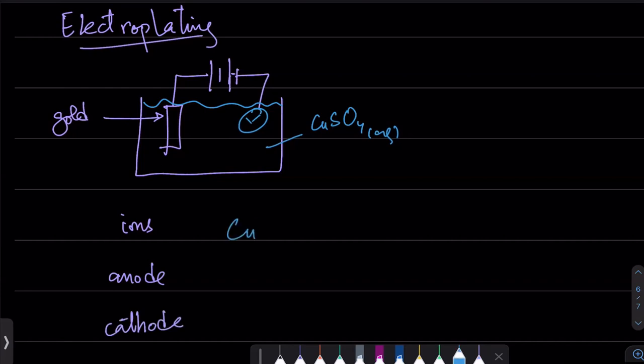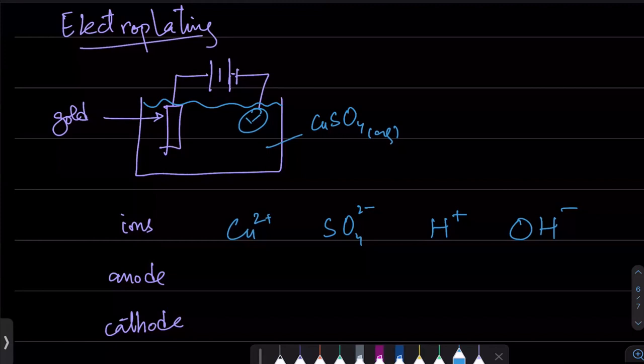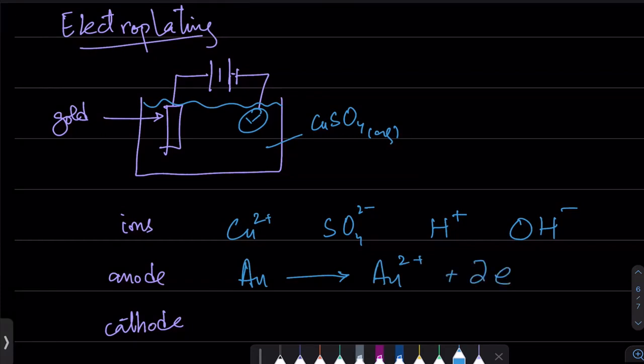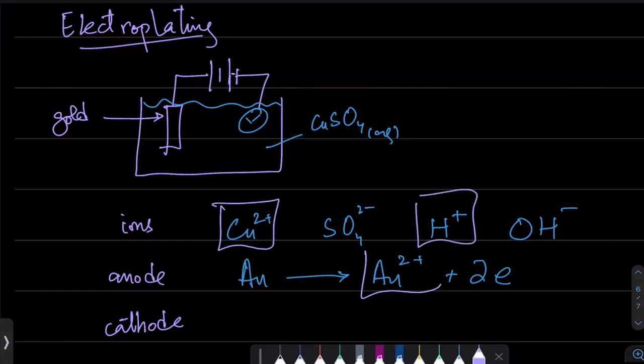Ions hain, copper ion hai, sulfate ion hai, hydrogen ion hai, hydroxide ion hai. First rule applies on the anode. Less reactive anode will ionize. So I have gold. Gold will form ions. और मेरे पास अब ये भी एक नया आयन बन गया यहाँ पे. Copper ion भी है, hydrogen ion भी है, gold ion भी है.